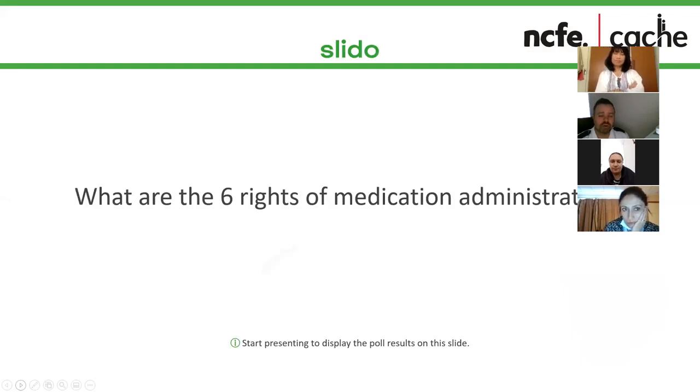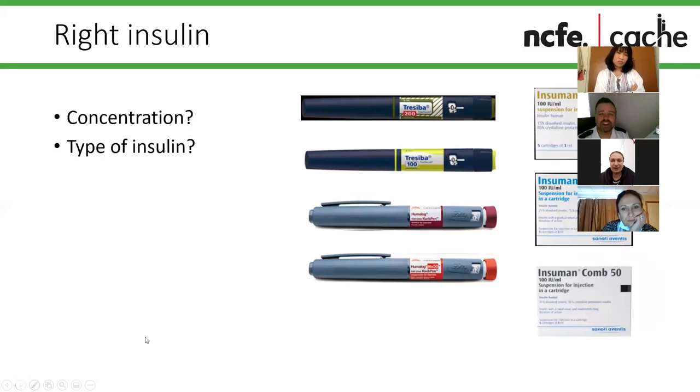So what are the 6 R's to medication administration? The right patient, the right dose, the right time, right route. Right time, right medication, right person. Good. Good.